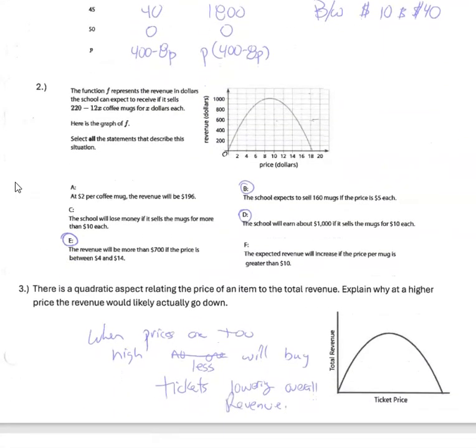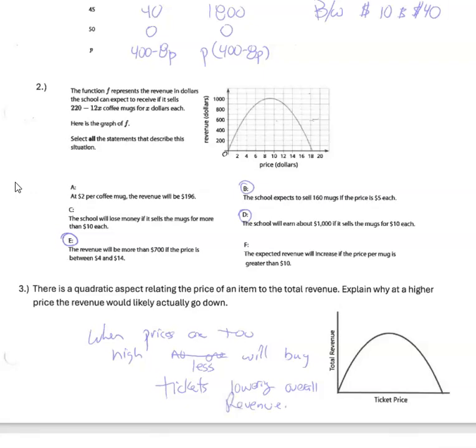Now, the next one, the function f represents the revenue in dollars the school can expect, and it says if it sells 220 minus 12x coffee mugs for x dollars each, same deal, increasing the dollar price is going to increase revenue, but it's going to do it only for so long, and then it's going to be too expensive that so few people are going to buy it. So we can look at this, and it's asking select all statements that describe this situation.